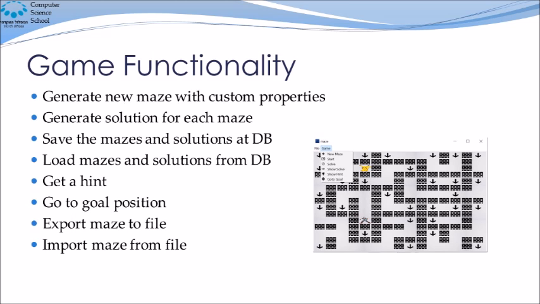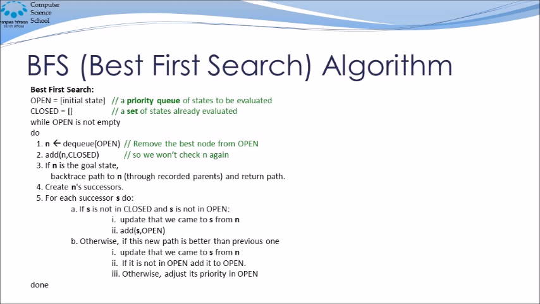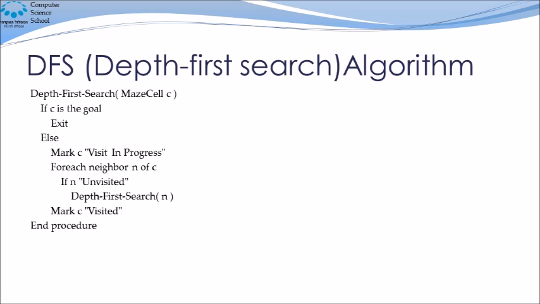The main functions of our project are: generate a new maze with custom properties, generate a solution for each maze, save the mazes and solutions in the database, load mazes and solutions from the database, get a hint, go to the goal position, export a maze to a file, and import a maze from a file. For solving the maze, the server's model uses two search algorithms. The first is BFS and the second one is DFS.